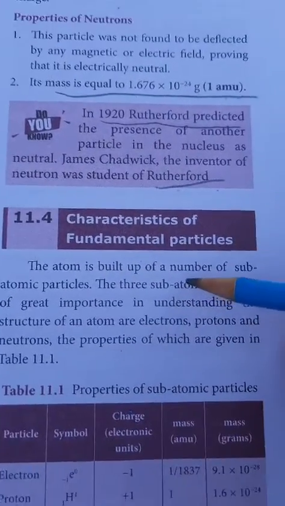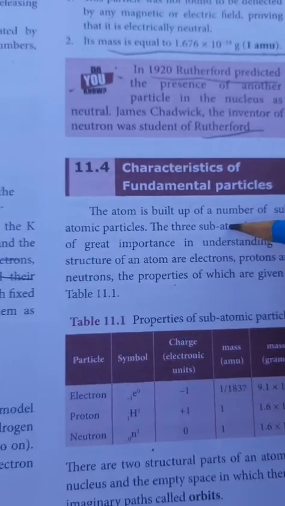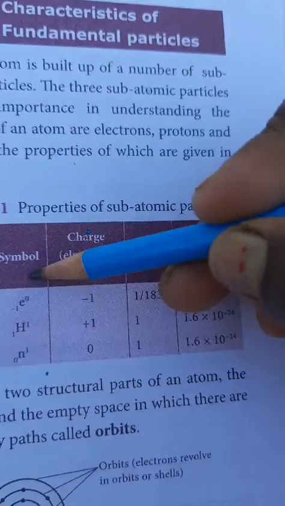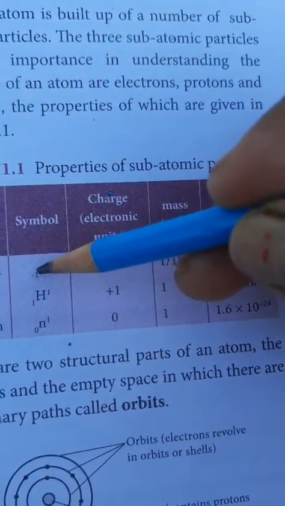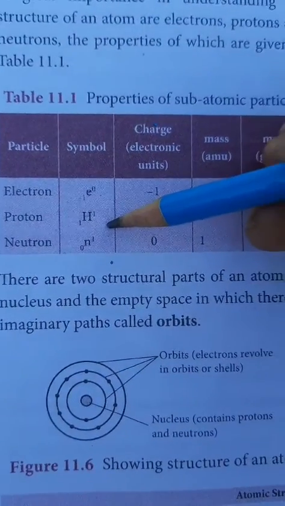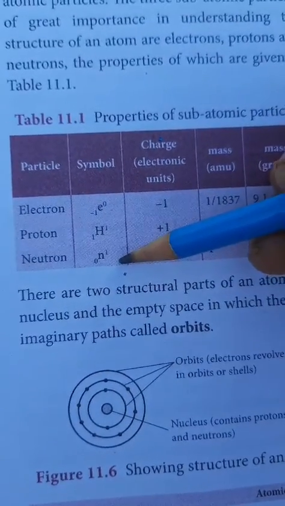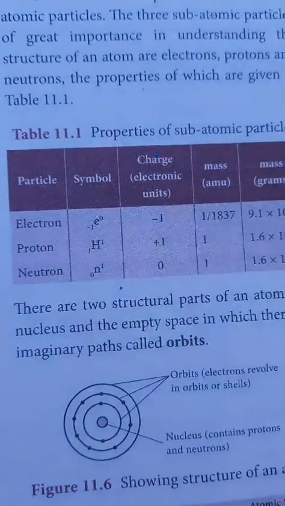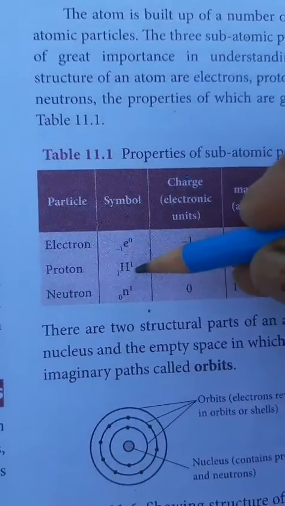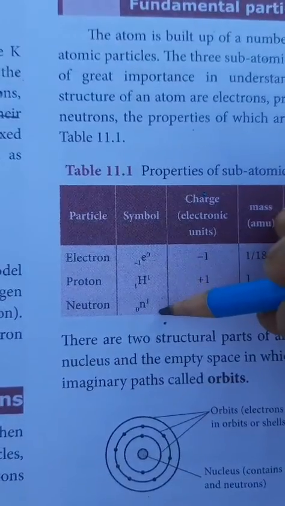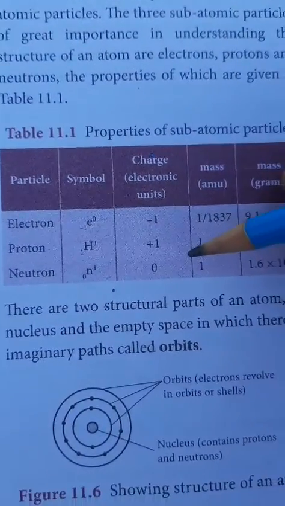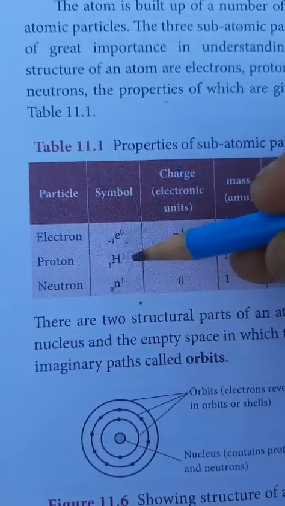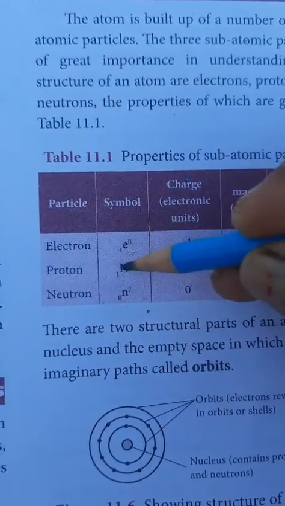Okay, characteristics of fundamental particles. The three particles are the electron, proton and neutron. The symbol of the electron is e with 0 and −1, the proton is H with 1 and 1, and the neutron is n with 1. Protons are found in hydrogen, oxygen and other elements. The number of electrons and neutrons is very important. The charges of the particles are −1, +1 and 0.